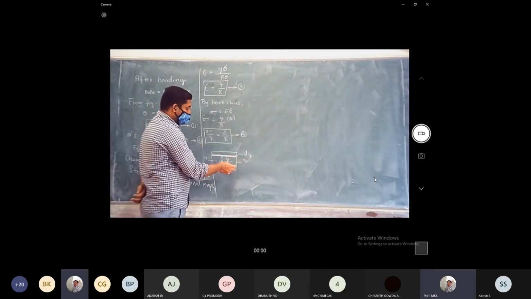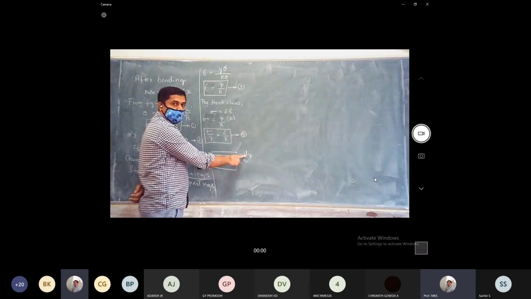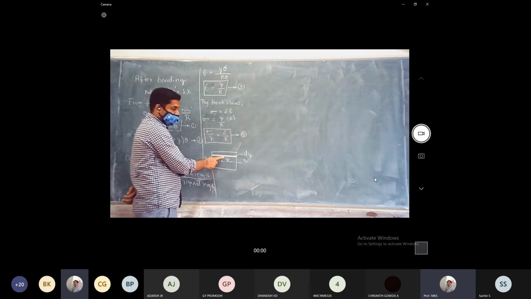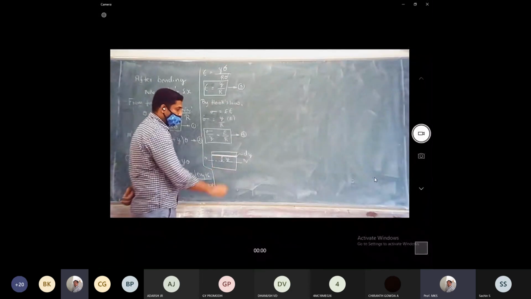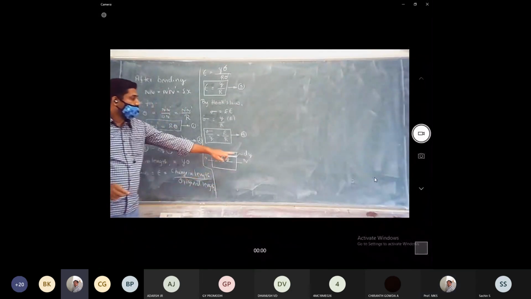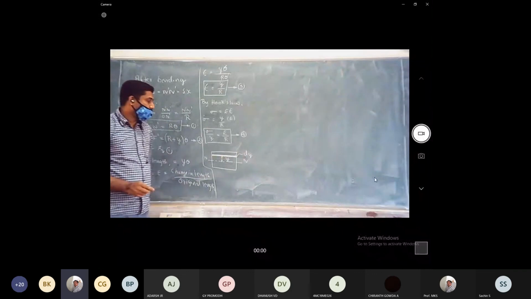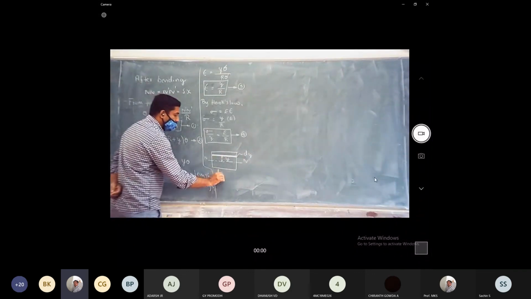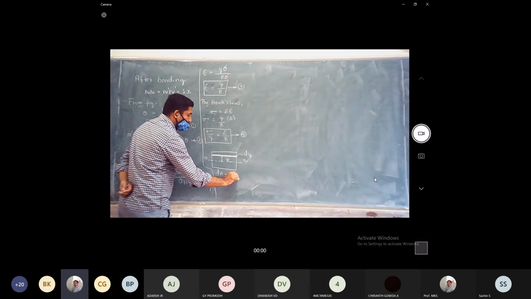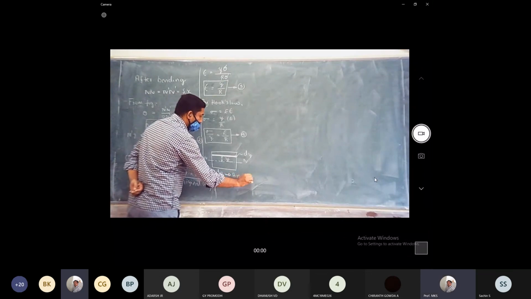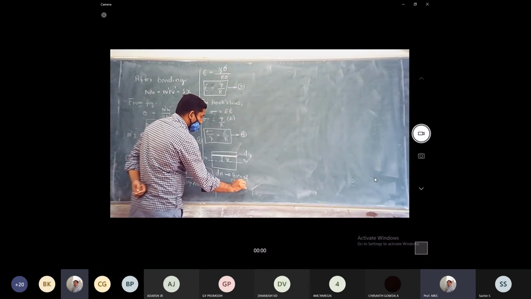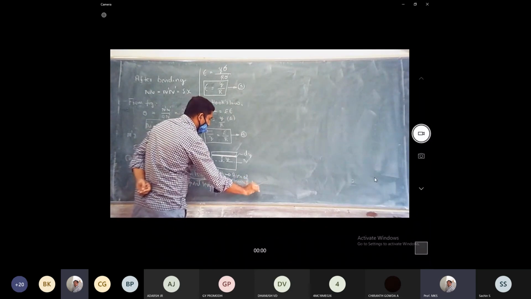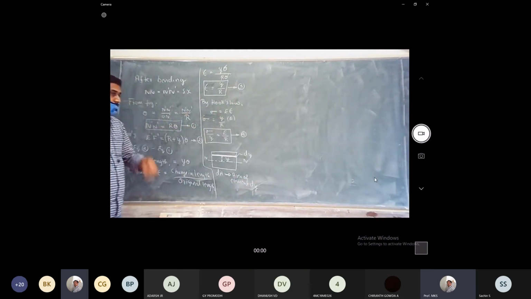So this sentence has to be written by you. Let us consider a small element dy at a distance y from the neutral axis, and let dA be the area of the element dy.